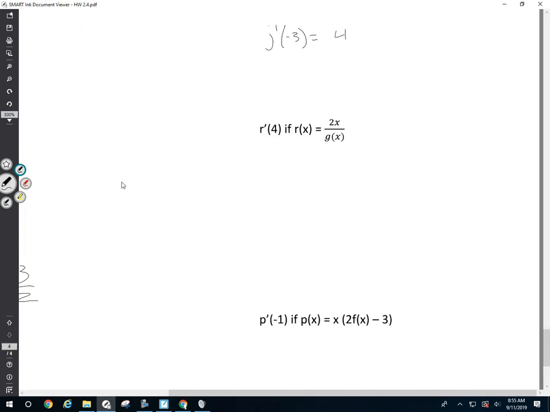Finish strong here. A couple more. Leave the 2 out? Sure. Why don't we leave it out? Is it necessary in this case? Actually, probably not, because it's just the derivative of 2x. But, you know, it's up to you. Leave it out, bake it in, whatever. Let's bake it in. Derivative of the top times the bottom minus the derivative of the bottom times the top all over the bottom squared.